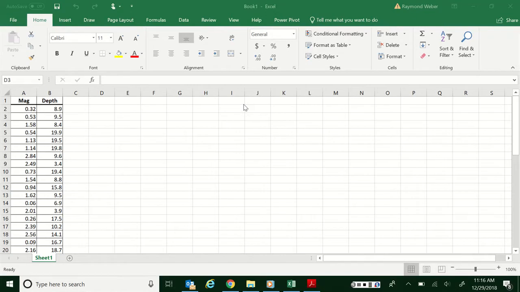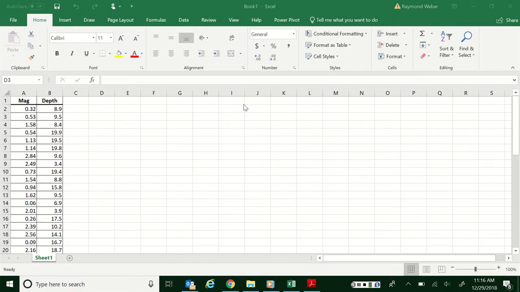Okay, so I want to run a correlation. I have some earthquake data here. I have the magnitude of 50 earthquakes, and then I have the depth. I think it was in kilometers, but I forgot to write it down when I pulled it out of my stats lab. Anyways, so I have my earthquake data, and I want to know if there's a correlation.